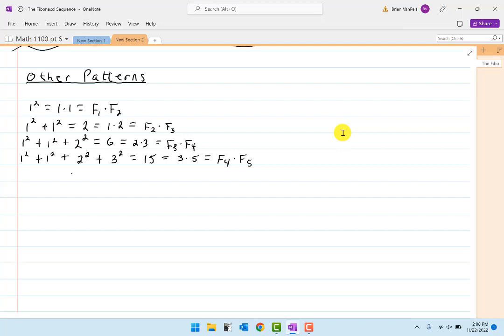In general, if you do F1 squared plus F2 squared plus F, say, n squared, you'll end up getting F sub n times F sub n plus 1.